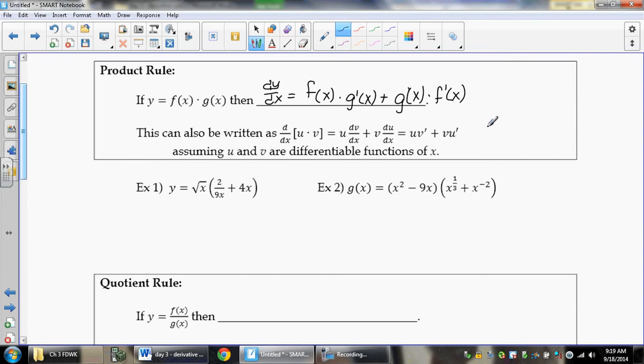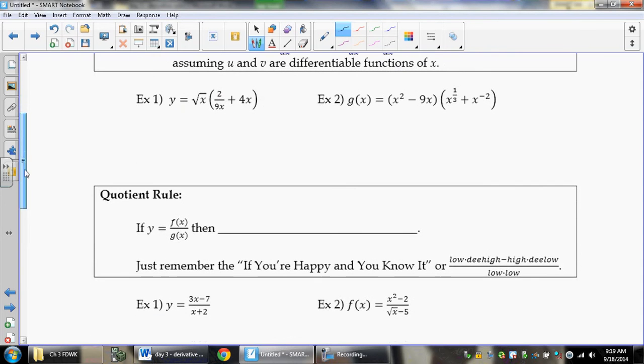There's also a song that goes with it. The product rule is so much fun. It's 1 prime 2 plus 2 prime 1. Oh, calculus, how tough are both your branches.